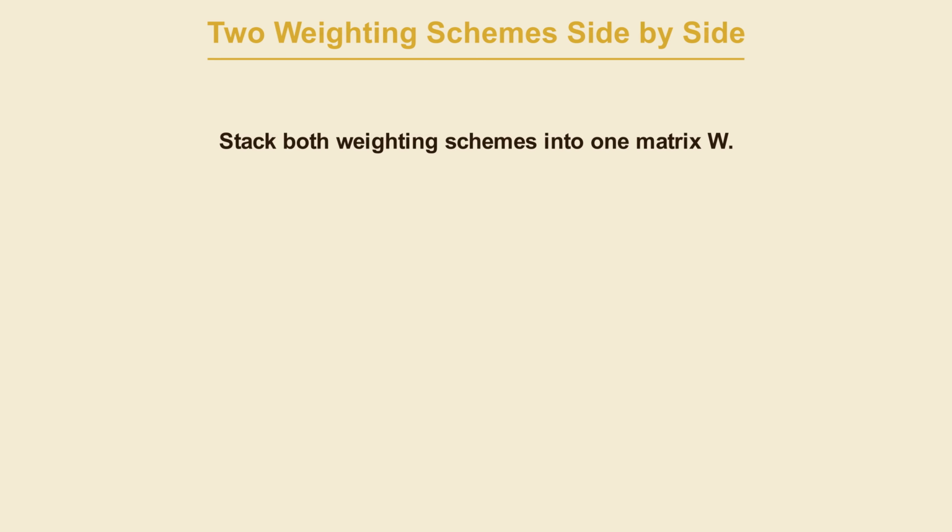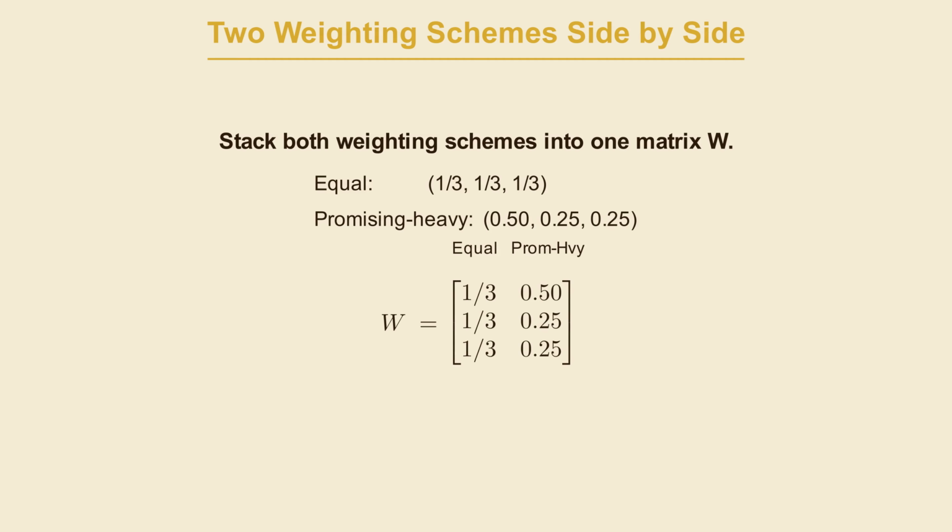Suppose we want to compare two different weighting schemes side by side. The first scheme is the equal weighted one that we just used. The second scheme overweights the most promising position. So 50% for the first position, 25 for the second, and 25 for the third. Instead of running the calculation twice, we can stack both weighting schemes into a single weights matrix W.